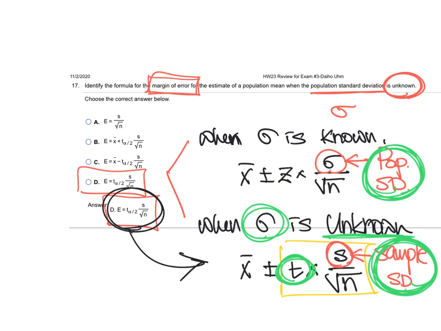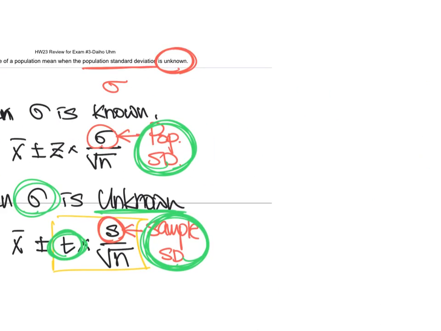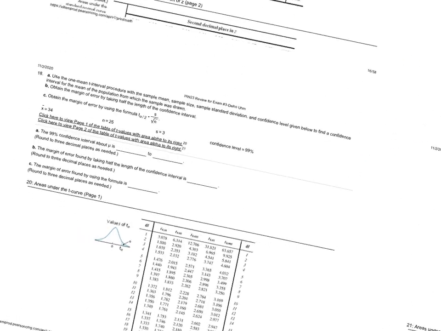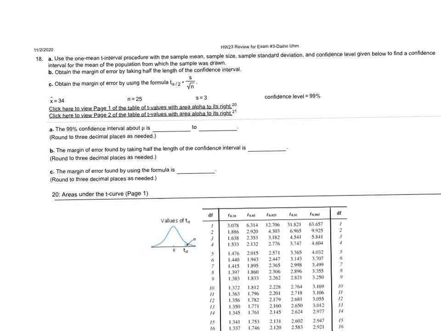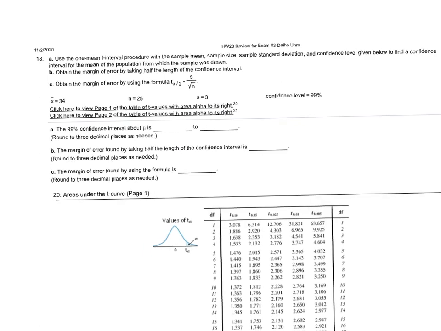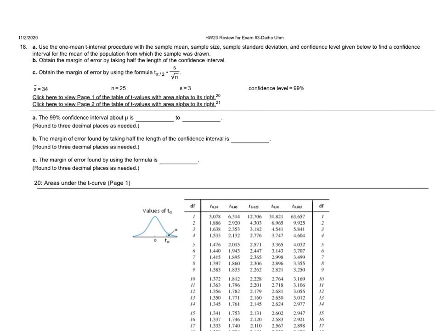Okay, so let me try the next example, maybe number 18 somewhere. Where is the number 18? I think here is number 18. It will be the last topic today. Chapter 8. Okay, let's see here. Yep, it is a T interval procedures.